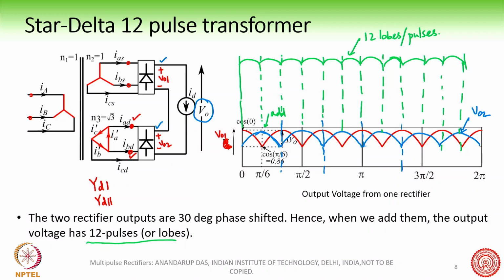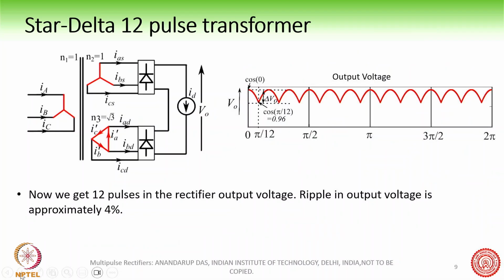Okay, when you add one by one each of these waveforms, you get a 12 pulse waveform. Okay, so the output, this is the V0 waveform, right? V0 waveform is a 12 pulse waveform, right? And this is what the output voltage looks like. And if you see it carefully now, because there are 12 pulses spanning over 360 degrees, the width of each of these lobes will be equal to 360 degrees by 12, which is 30 degrees.